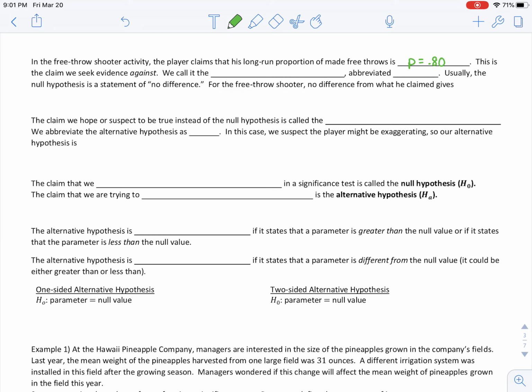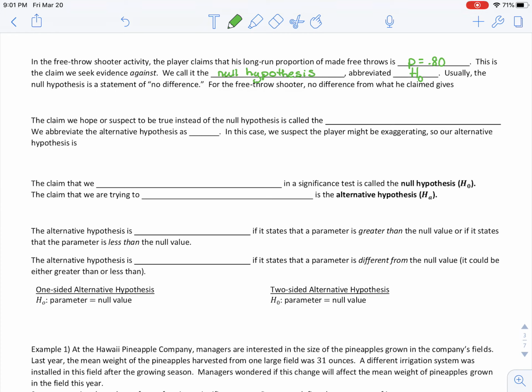This is the claim that we're seeking evidence against. We don't think it's true, and since it's the one that we're starting with, that we're trying to see if we can prove false, it's called the null hypothesis. There will be two hypotheses. The null hypothesis is the first one. It will be abbreviated a lot by H sub 0 or H naught.